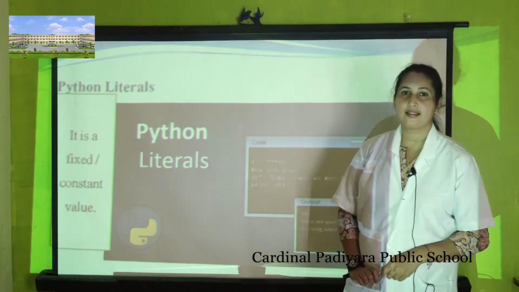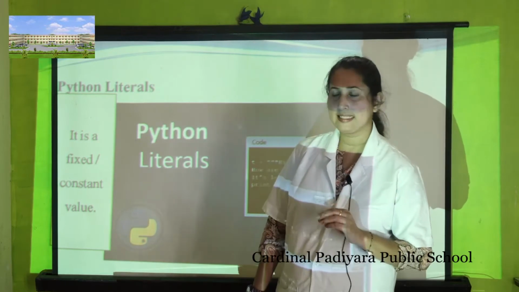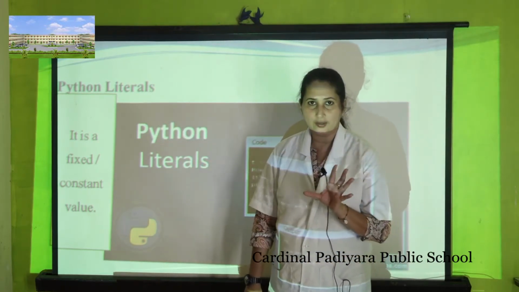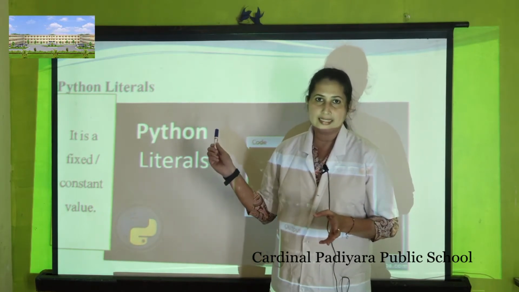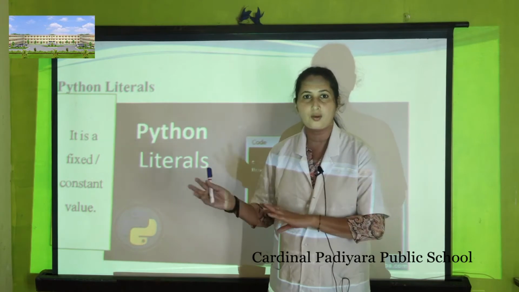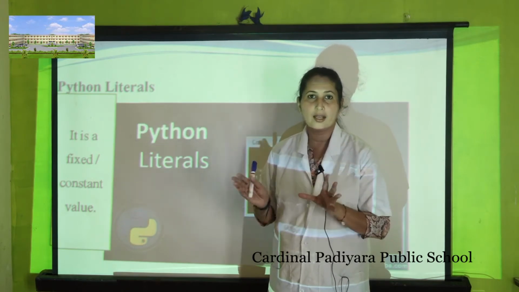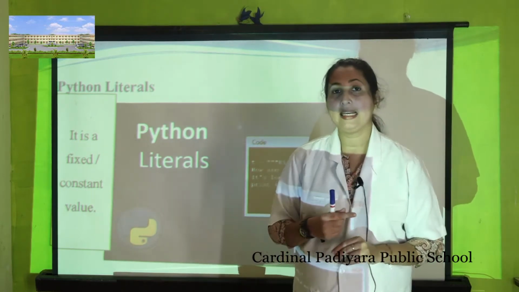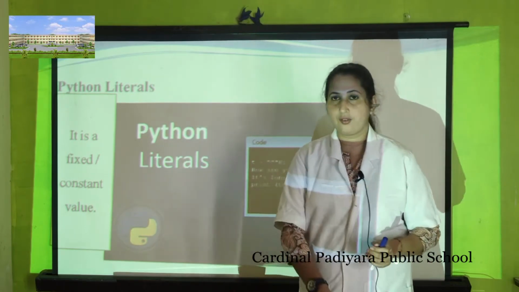Next is literals. Literal means constant values are called literals. Python literals are fixed values, and that value does not change. We can see in our program, for i in range 1 to 10, here 1 and 10 are fixed values. That value does not change. That is called a literal. A constant or fixed value is termed a literal.